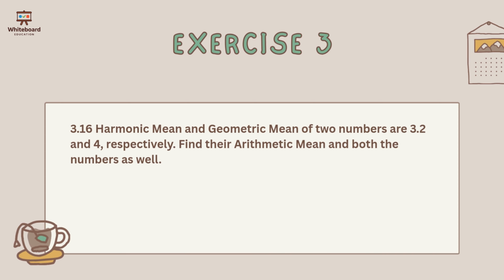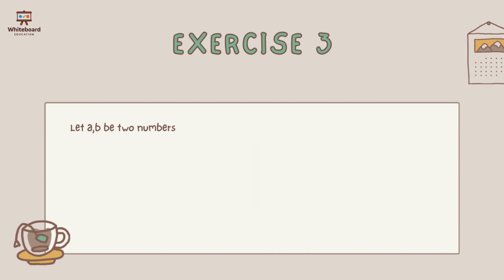Next is question 3.16. The harmonic mean and geometric mean of two numbers are 3.2 and 4, respectively. Find their arithmetic mean and both the numbers as well. So here we know that HM equals 3.2 and GM is 4. Now, let A and B be the two numbers. Let's deal with the HM and GM separately. First, the harmonic mean. As we know the answer of HM, we place the 3.2 at the left hand side of the equation and the formula to calculate it on the right side.